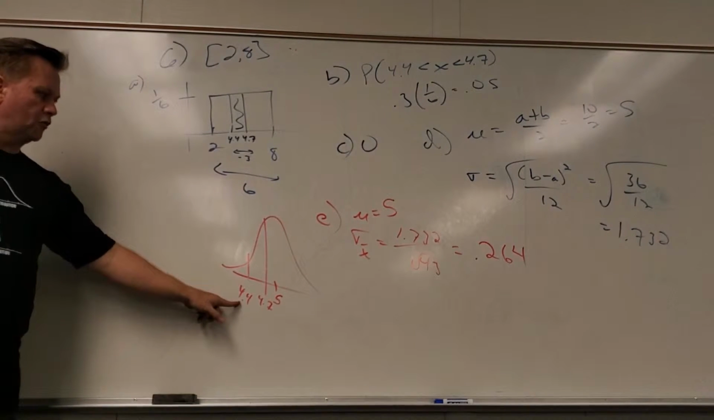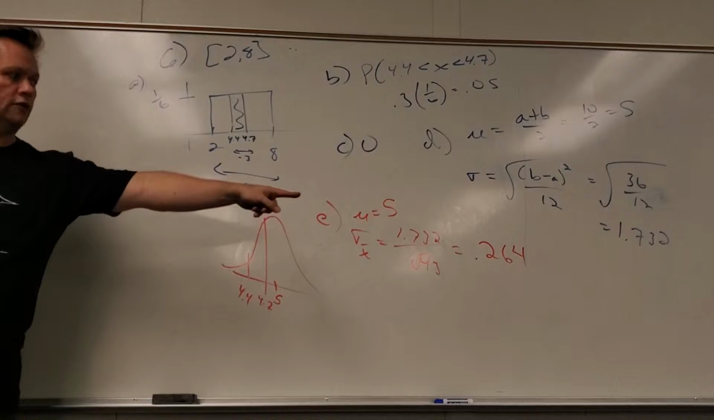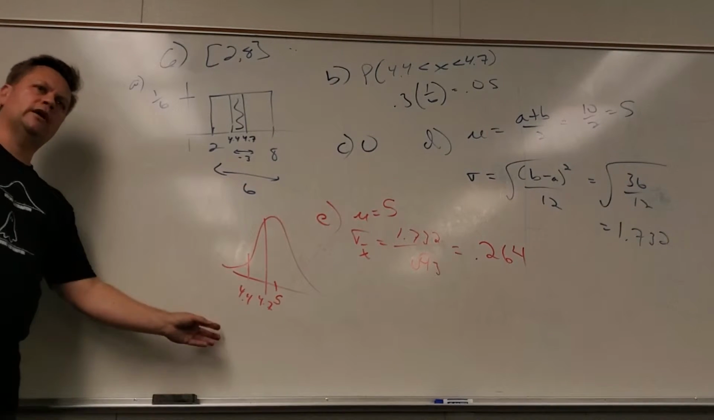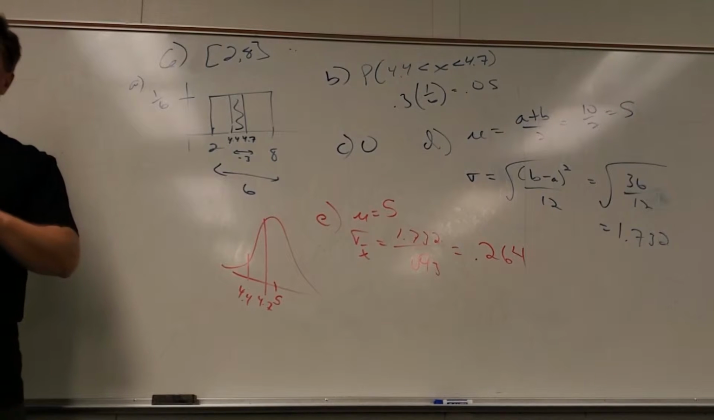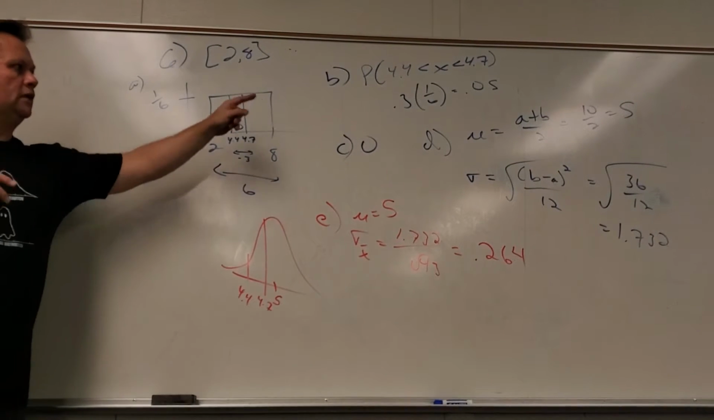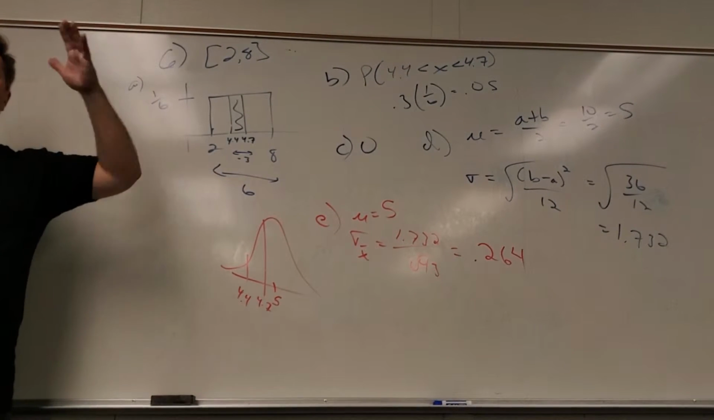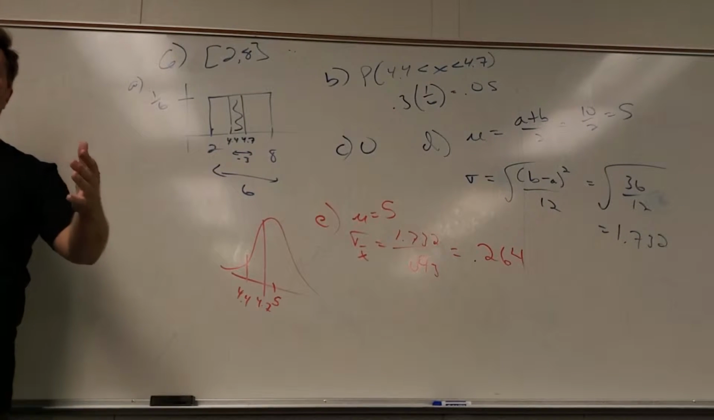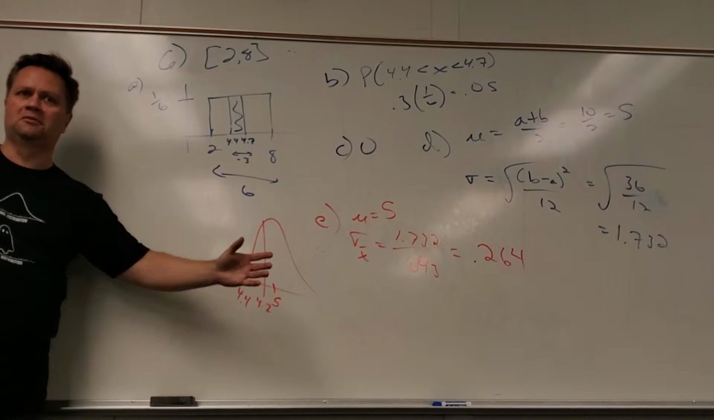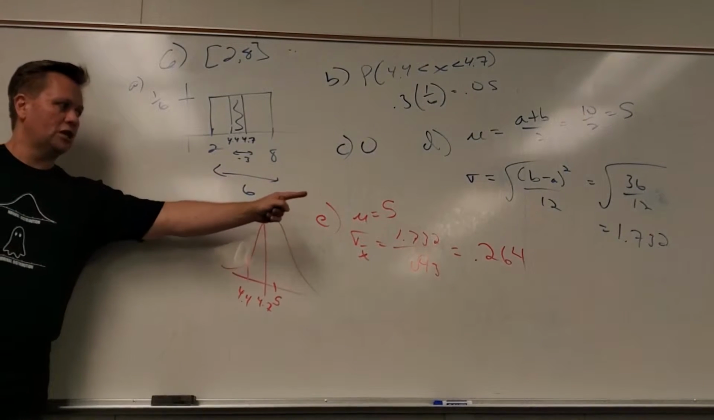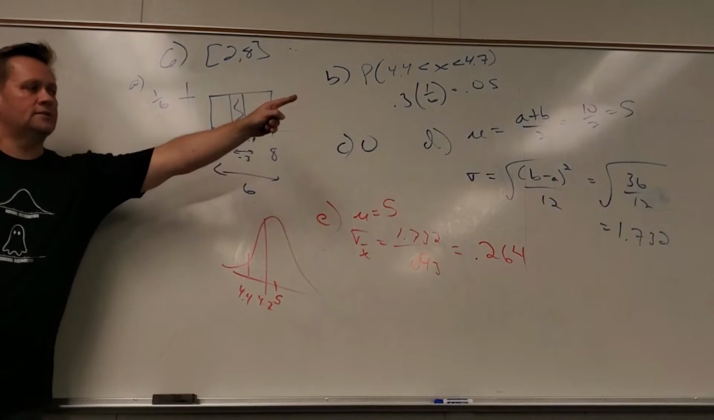So now you make 4.4 into a z-score. You got the mean and the standard deviation. Make 4.7 into a z-score. You look those up, get the area, subtract them. So that's why I love this problem. The mean and standard deviation came from somewhere we're not used to them coming from. Problem E doesn't care about all that. So standard deviation changes. The mean stays the same.